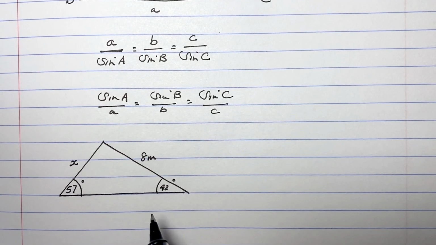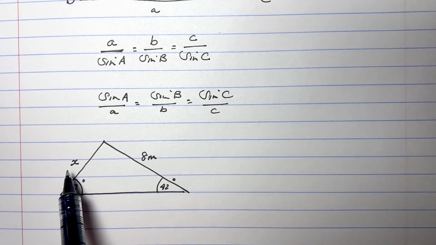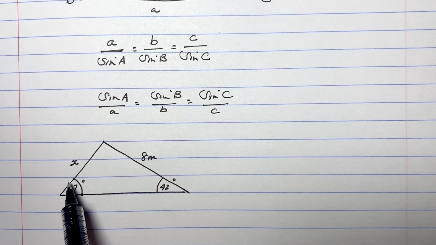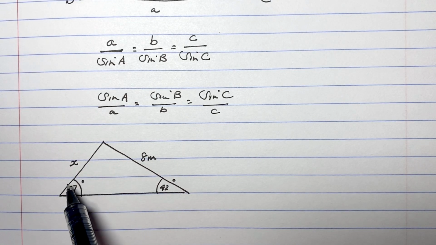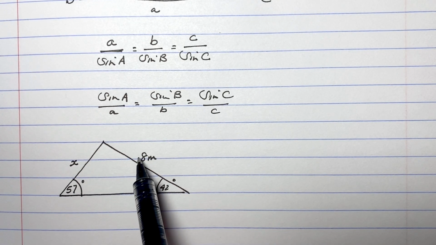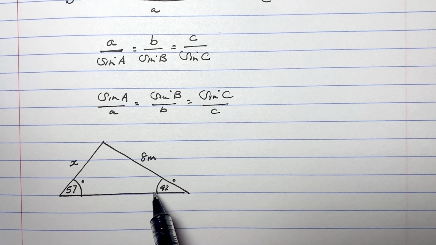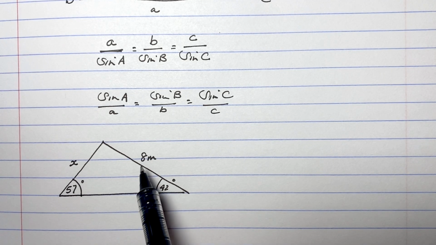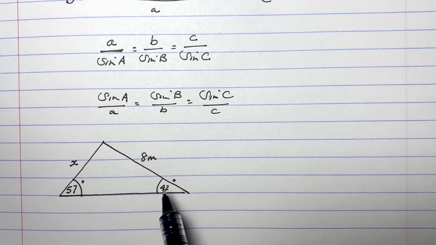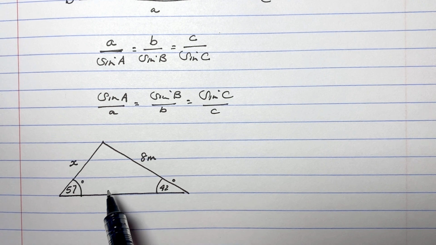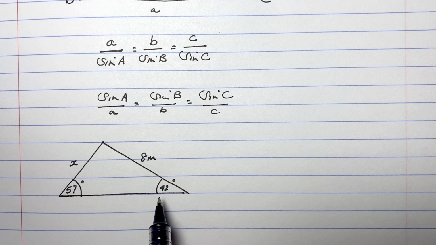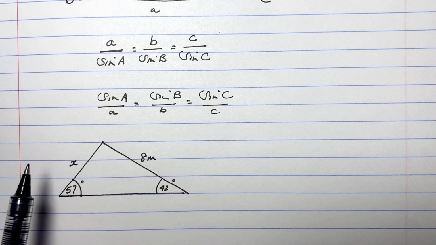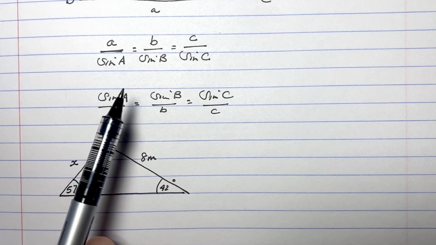So first of all, I'm going to find side x using cosine rule. If you have watched my video on cosine rule, in order to find any side, you need the other two sides and the angle between. You see here, I don't have two given sides and the angle between. In this case, it can't be used by cosine rule. It has to be done by sine rule.